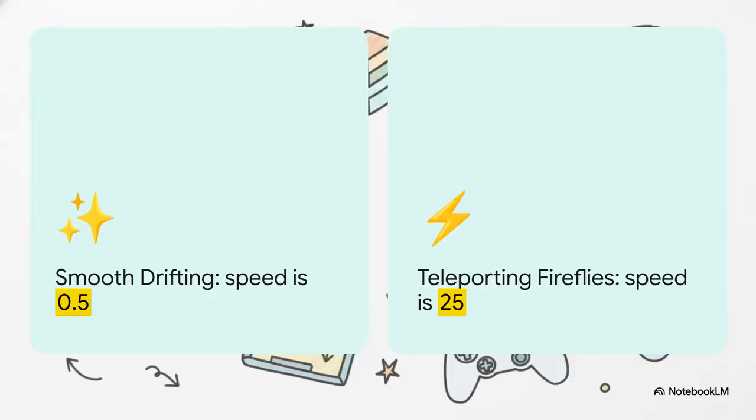Okay, let's twist this second knob. We are going to completely shatter the speed limit. If you look at the math driving the movement, the AI probably set those speed values pretty low, maybe Math.random times 0.5 or something. Find those speed values and just crank them up. Change that 0.5 to a 25. Save the file, refresh the browser.